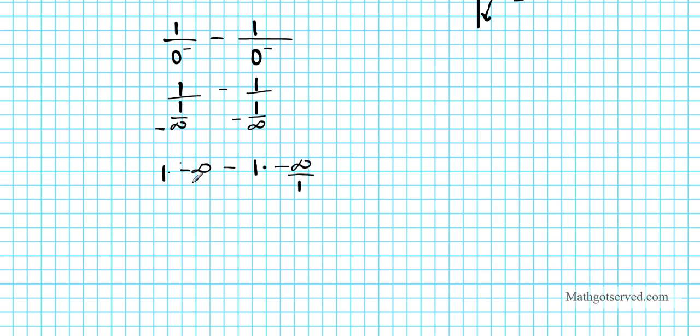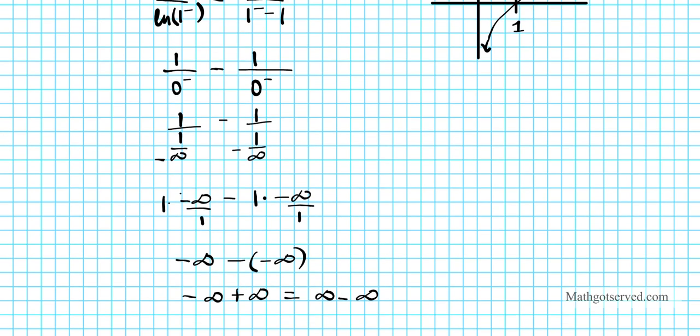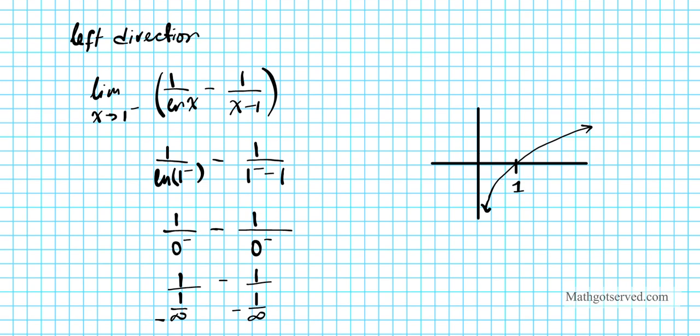You can put this over 1 over 1. What I did is reciprocate the denominator and multiply it by the top. So we have negative infinity minus negative infinity, which comes out to negative infinity plus infinity, or you can write this as infinity minus infinity. So approaching from the left direction, we have a result of the form infinity minus infinity. This is an indeterminate form. Let's approach from the right and see what happens.